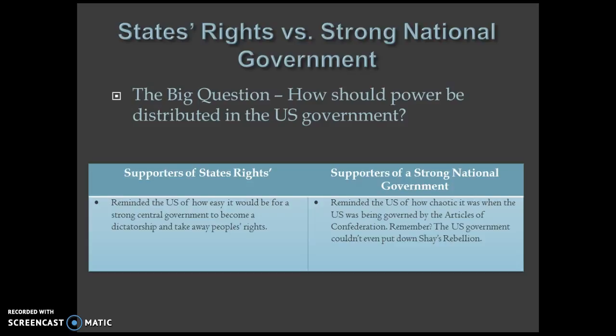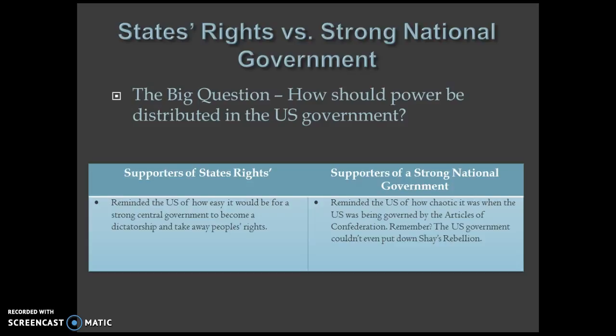It was just mass chaos, and the situation got so bad they had to get rid of the Articles, completely rip them up, and start a brand new government from scratch with the U.S. Constitution. Remember how bad it was? The U.S. government was so weak they couldn't even put down Shays' Rebellion. There's a bunch of ragtag farmers who got together and started taking over courthouses in Massachusetts. They couldn't handle that.